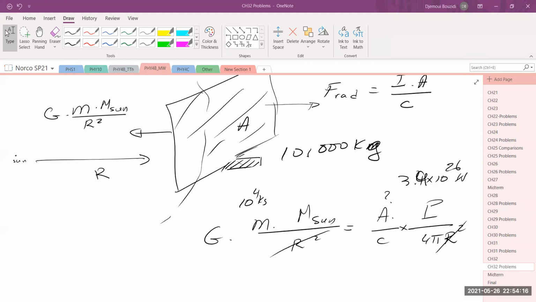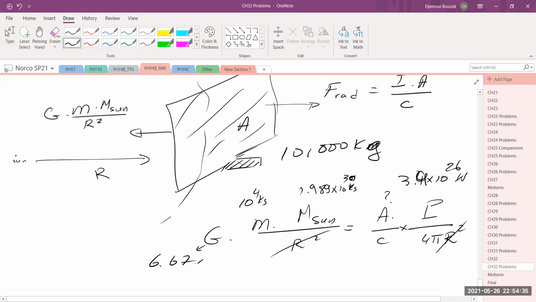It's 1.989 times 10 to the power 30 kilograms. And then G is 6.67 times 10 to the negative 11. So we have all of the numbers in here, and from here we should be able to find this area.